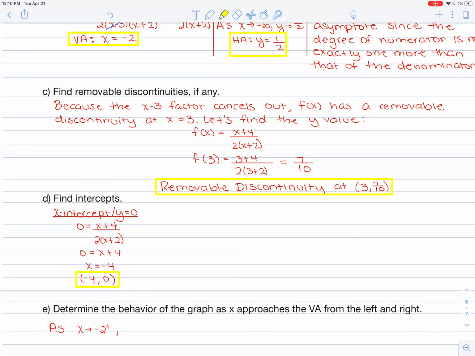And then intercepts, again, we've done plenty of those. For x-intercepts, what you want to do is set y equal to 0 and then solve for x. And for the y-intercept, set x to 0 and solve for y. So we get an x-intercept at (-4, 0), and we get a y-intercept at (0, 1).